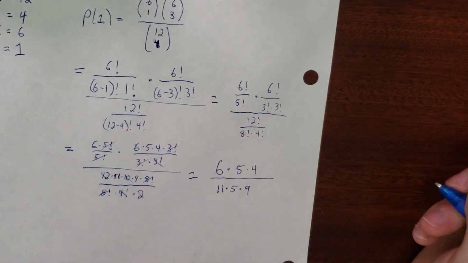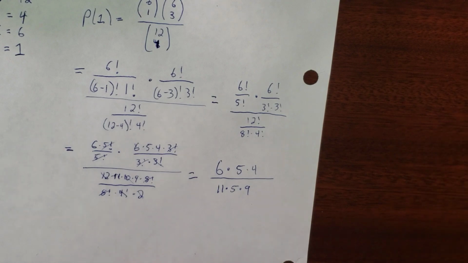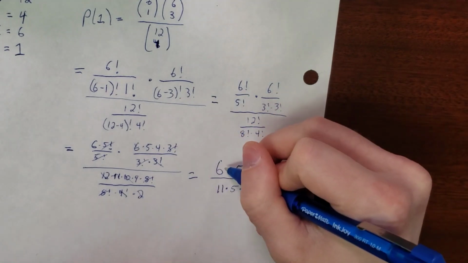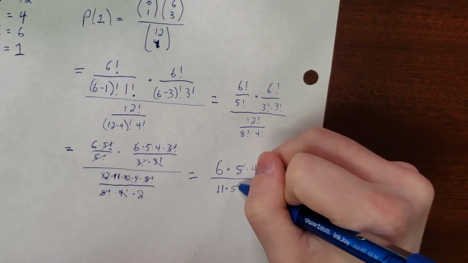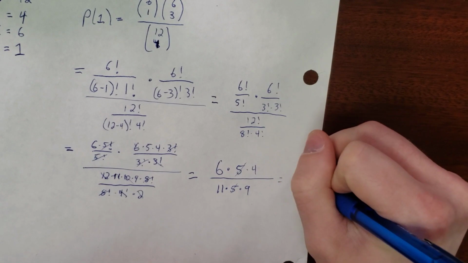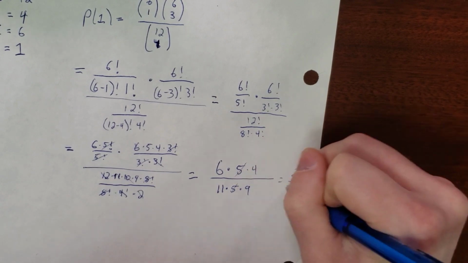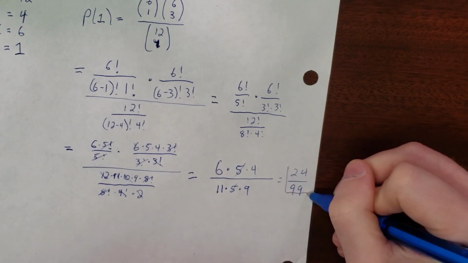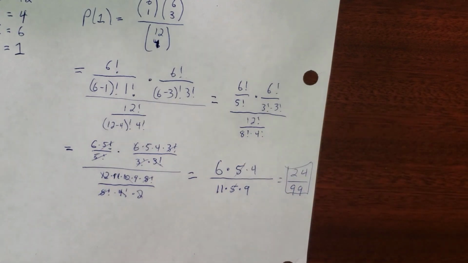And you could calculate what that is. I might just leave that here. Or actually, we can do that. The 5s cancel. That's easy. 6 times 4 is 24 over 99. And so our probability is 24 over 99.